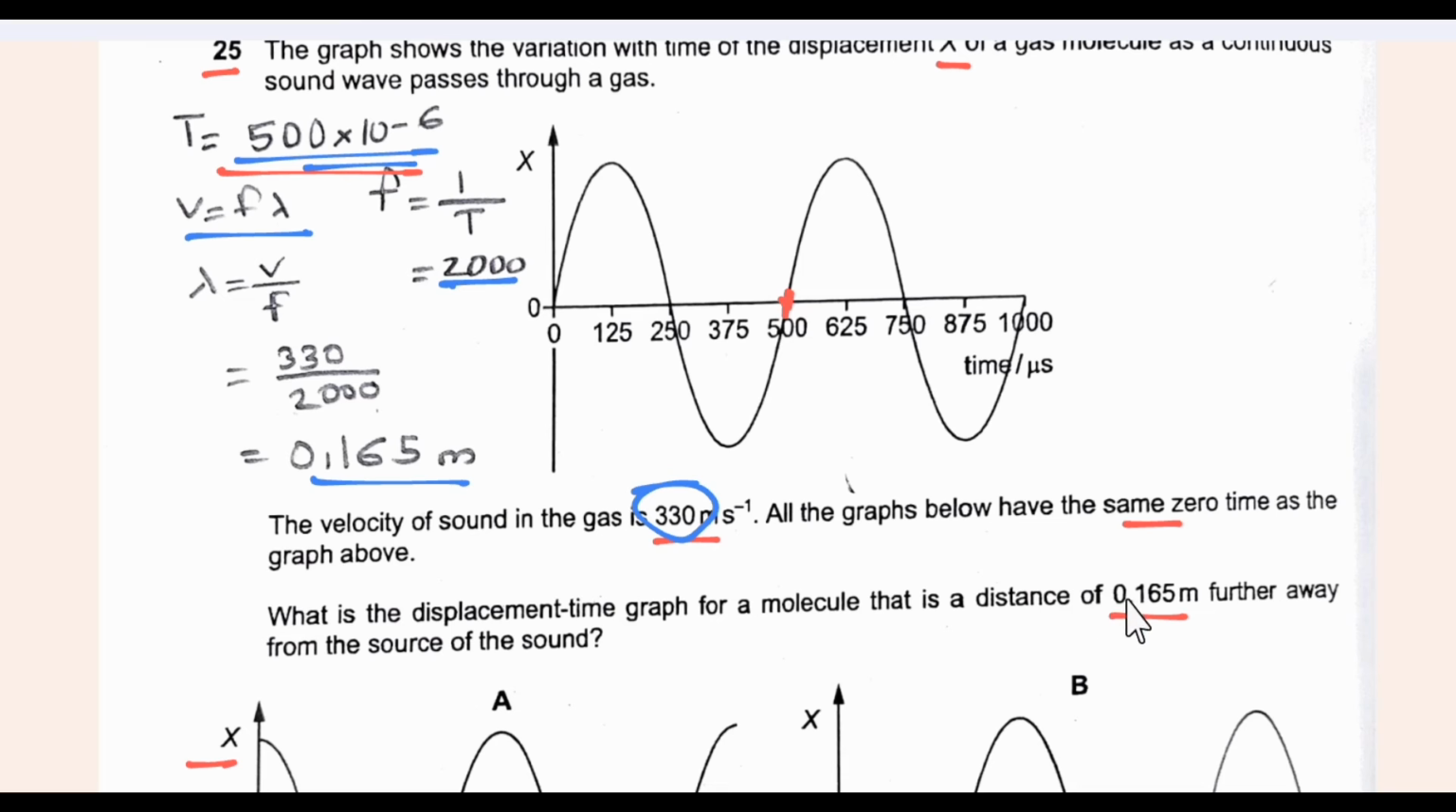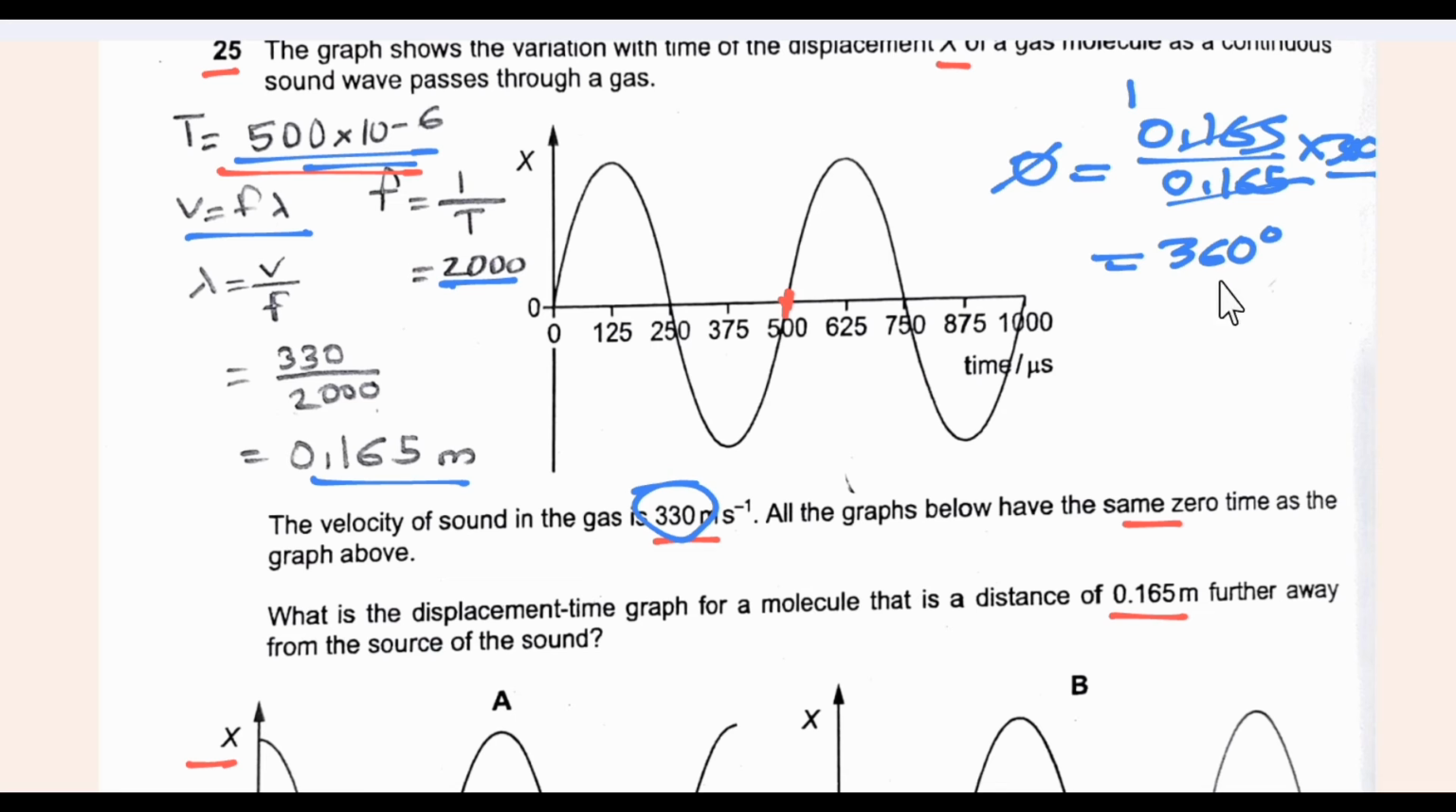And we can see that the lambda is the same as the distance. So since lambda is the same as the distance, what would be the phase difference? Phase difference is equal to the change in d, that is this value, by lambda, that is this value, into 360 degrees. This cancels with this, so the answer should be 1, and this is multiplied with 360, so this should be 360 degrees. So our resulting wave is 360 degrees out of phase, or 0 degrees out of phase. That means our final wave should be in phase with the wave that is given. So since the wave is in phase, the displacement value would be the same.